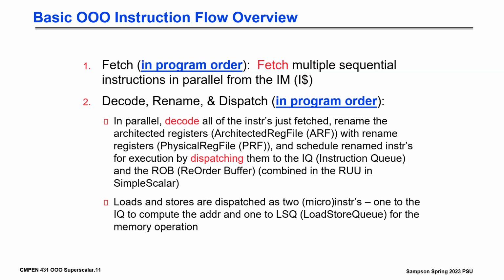We're going to see these terms a lot: the IQ, the issue queue, and the reorder buffer. If you remember what the words stand for, they'll help you remember what they're for. The issue queue, the instruction queue, is for actually issuing instructions, and the reorder buffer has to do with ordering. Again, we'll see that more in a second.